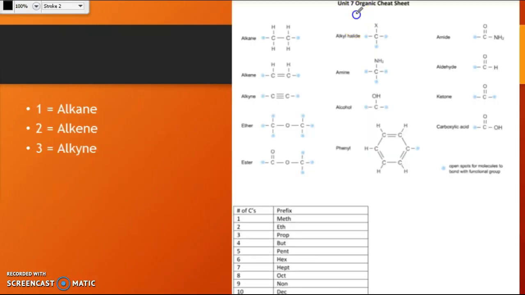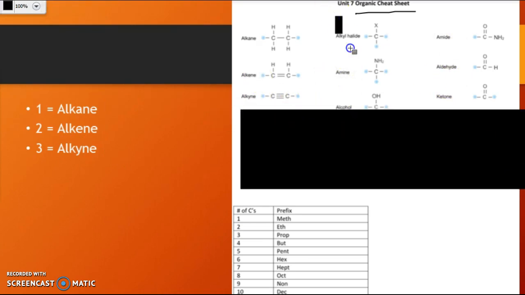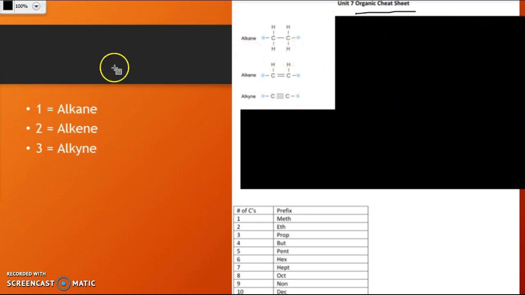All right. Now, again, you have a cheat sheet. Please download and use it. On your cheat sheet, I have the prefixes for how many carbons they are. There's a whole bunch of molecules. We're going to get to these. For now, the only ones that we're focusing on, check this out. Alkane, alkene, alkyne. I have them on your cheat sheet. So alkanes, single bonds. Alkenes, double bonds.